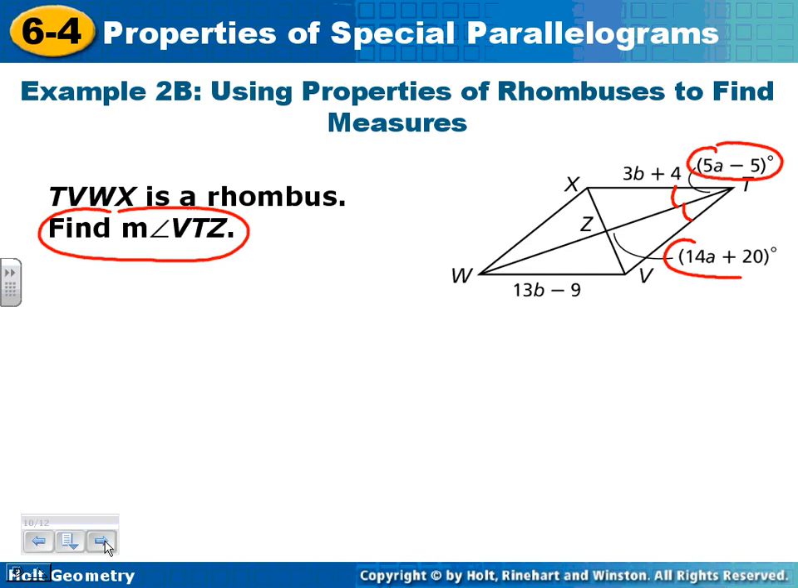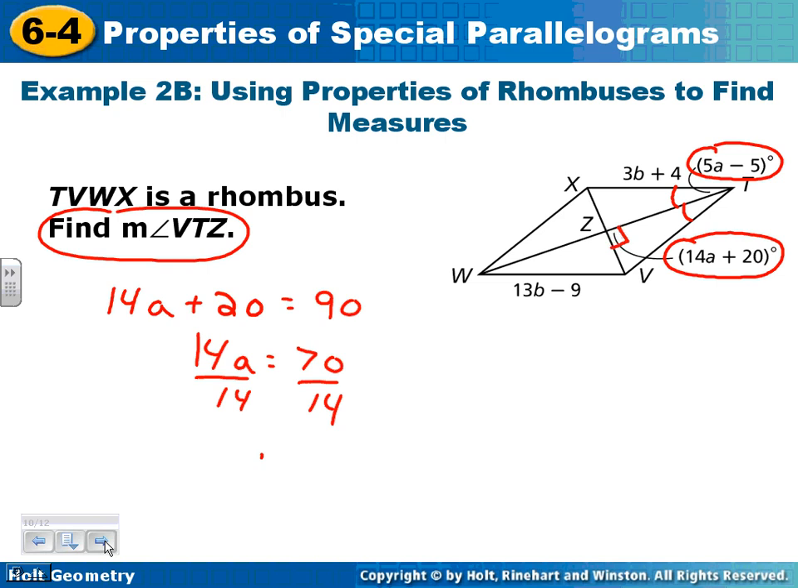And I'm going to use this part right here, which is this angle. And if you remember the theorem that said if you have a rhombus, the diagonals are perpendicular, which would mean that 14A plus 20 is perpendicular, so it equals 90. So if I subtract 20, I get 14A would equal 70. Divide by 14, A would equal 5. Yeah, that's right.